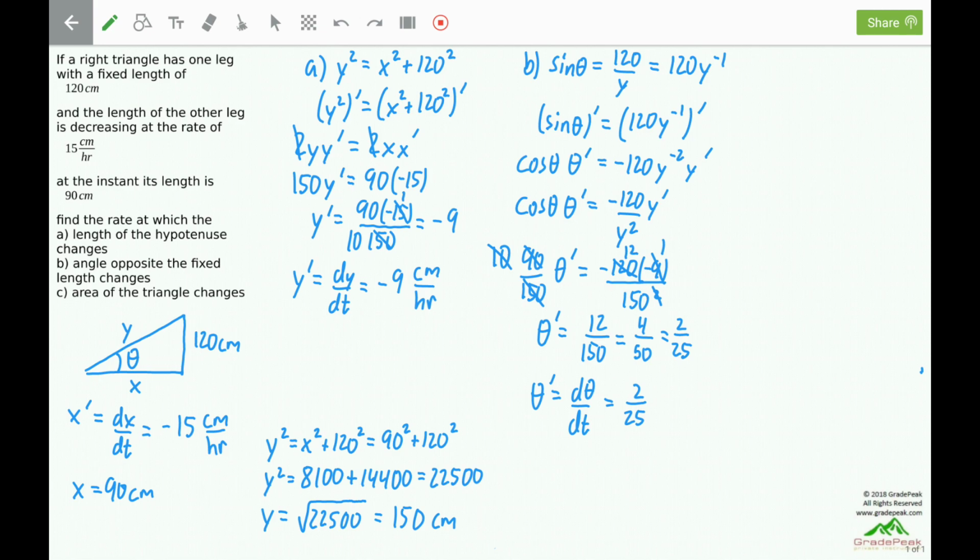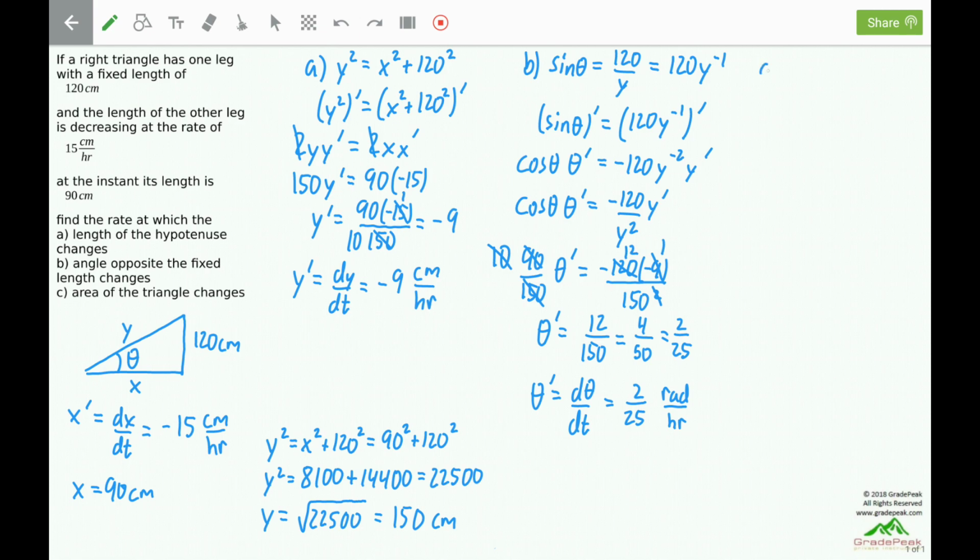The rate here, 2 over 25, will have units of theta, which is measured in radians, over time, which in this problem is measured in hours, so radians per hour. It's a positive number, so apparently the angle is actually increasing as this change is taking place. So theta prime came out to a positive number.